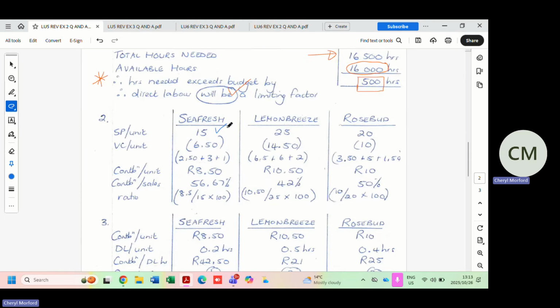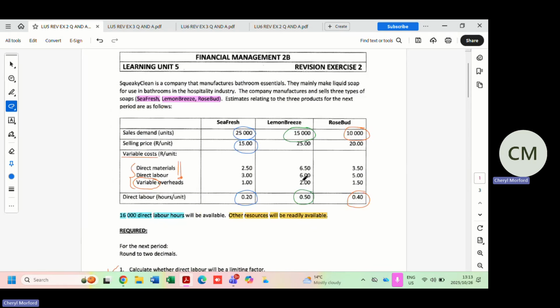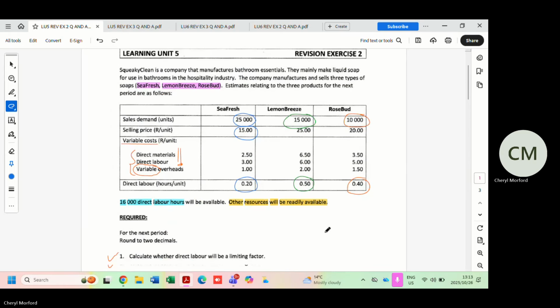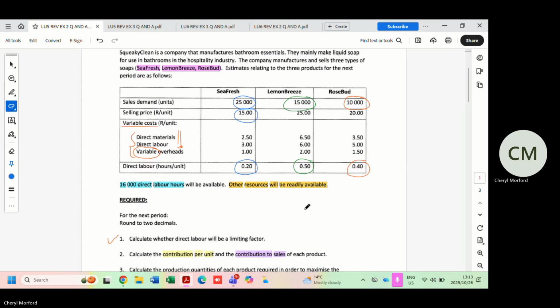Here's the selling price. Show your workings there, because you remember you get method marks for workings. Show that you've added the 3 items together. Subtract the total of 6.50 and that gives us a contribution per unit of 8.50 Rand. Then you would do the same for the others. Very easy, just the selling price subtract the variable cost per unit.